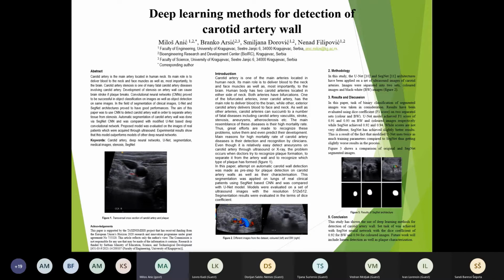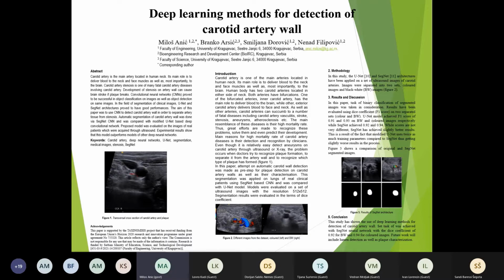This task of binary cross-entropy of segmented images was taken into consideration, and the results were evaluated using the F1 score or dice coefficient on two separate sets: the colored set and the black and white set, which can be seen in figure 2.